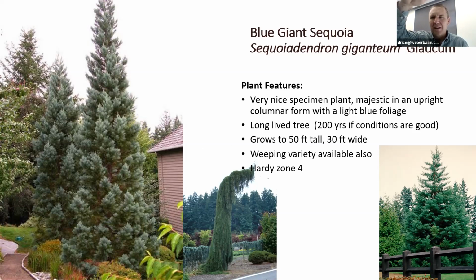You've got the big long neck stretching out of the foliage or something. There's some very interesting things. But these are very long-lived trees under perfect conditions. I shouldn't say perfect, but good conditions. This tree could live for 200 years. Just a really neat tree, great blue foliage on the blue giant sequoia. So if you have the space, you want a cool specimen tree to talk about with your neighbors, that's a good one.